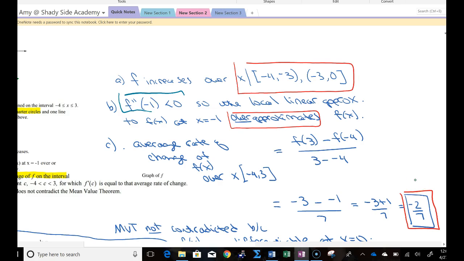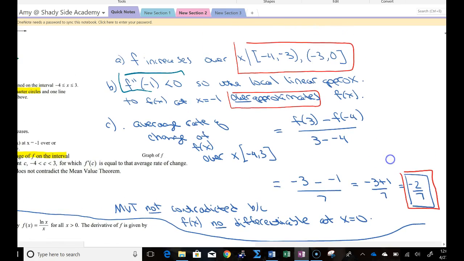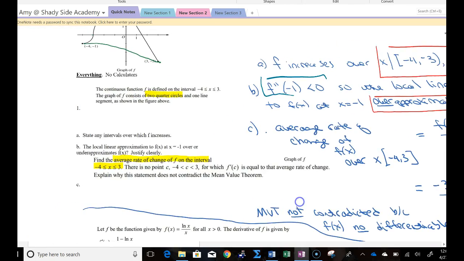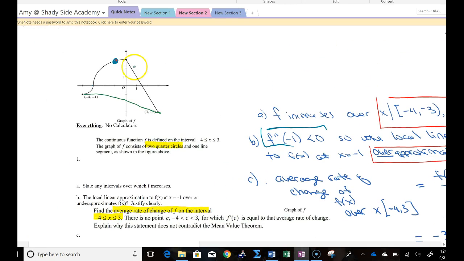Why is the mean value theorem not contradicted? The mean value theorem is not contradicted because over the entire interval, f of x is not differentiable at all values. So right there is a corner point. In other words, if I were to ask you if you can even visually look at this, there is no place on this curve, on f of x, where there is a tangent line that would be parallel to the secant line. That doesn't mean the MVT is contradicted. The MVT is not contradicted here because the conditions of the MVT are not met, namely the condition of differentiability over the entire interval of x.